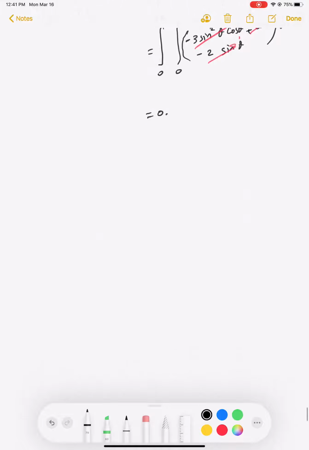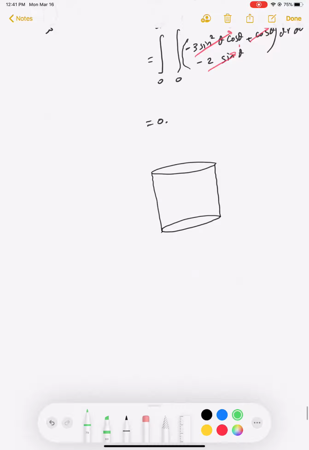Okay, so please, what is the summary? We had this cylinder. Now it's very important, okay? We have this cylinder. We have two opening curves. This is one curve. This is the other curve.